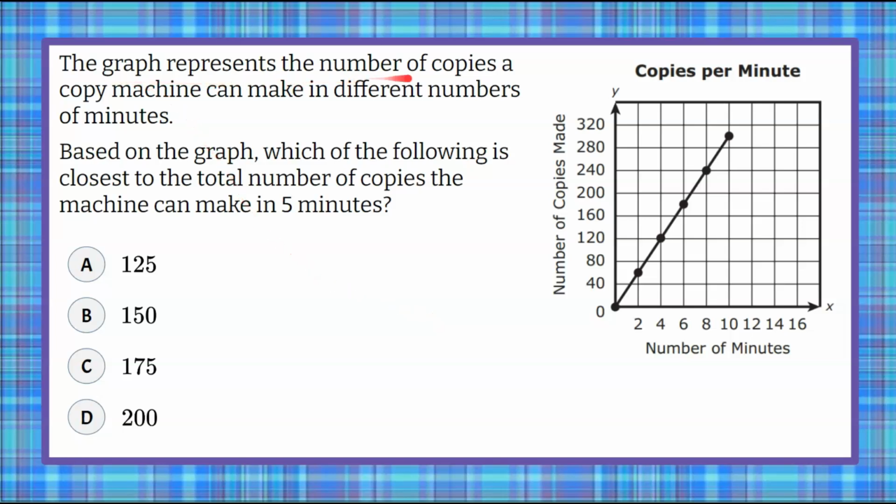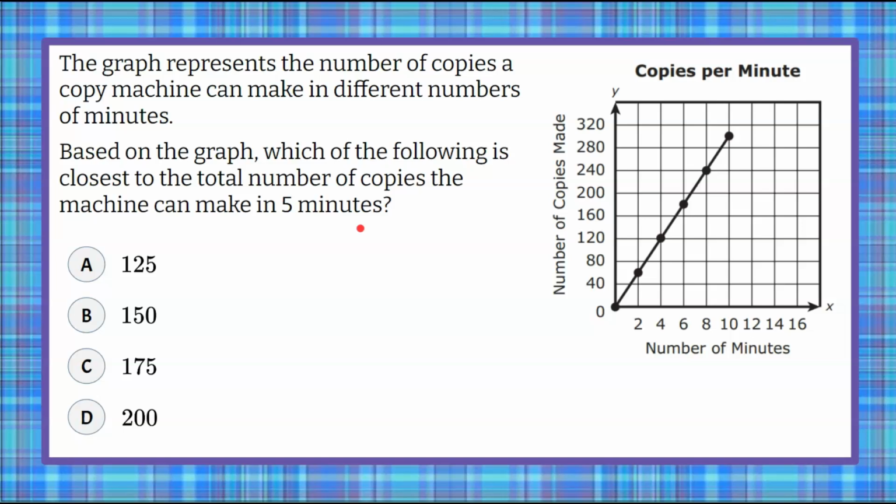This graph represents the number of copies a copy machine can make in different numbers of minutes. Based on the graph, which of the following is the closest to the total number of copies the machine can make in 5 minutes? So here on the right you have the graph, copies per minute, and you have 4 answer choices. So I want you to read the graph and determine, based on that graph, which answer is the closest to the copies made in 5 minutes. Here's where you pause the video, do your best work, and then come back to see mine.